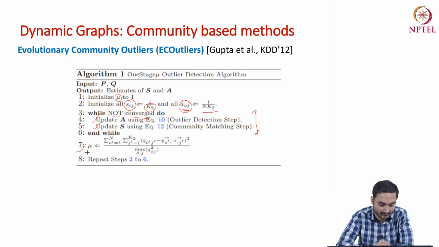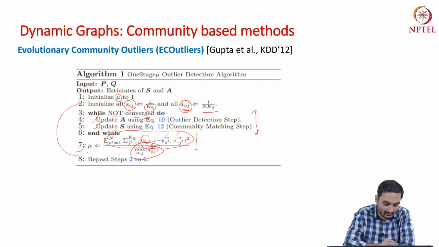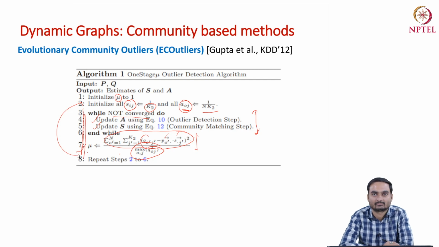How do we update mu? Mu is now the fraction of the actual error that is still there. You see here Q minus P times S, this is the sum square error, and this is normalized by the maximum number present in Q. So this is the normalized error. Now this is our mu. I repeat the same process again. So at the end of the day, I will have A and I will have S. A is the outlierness matrix which we actually need.